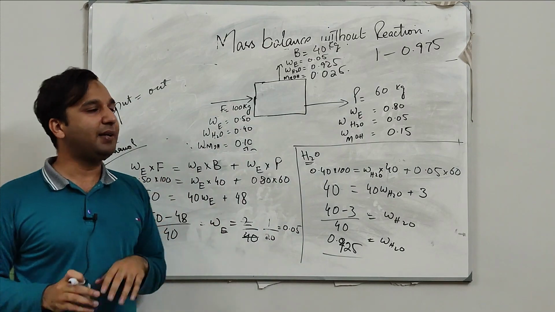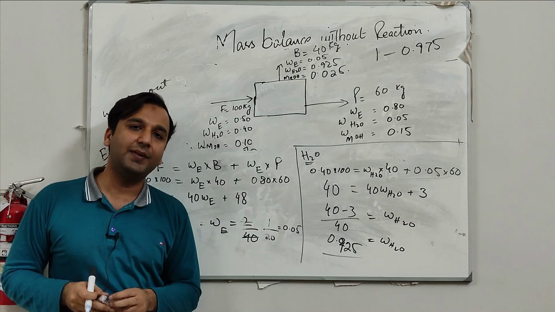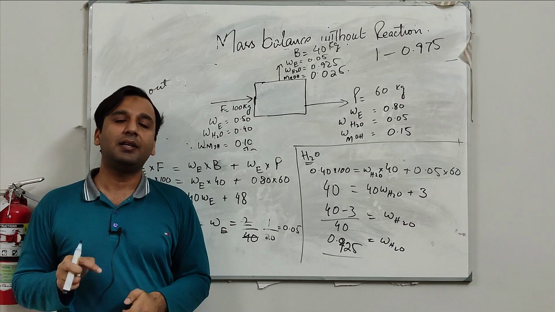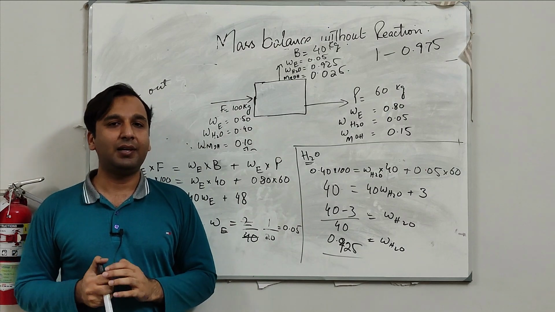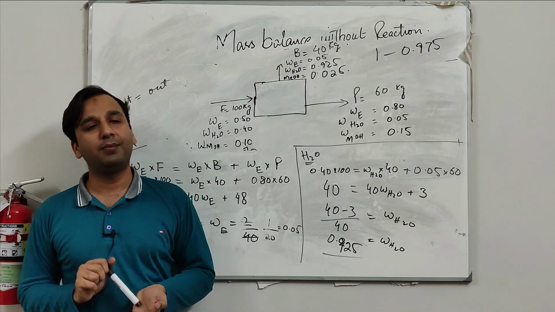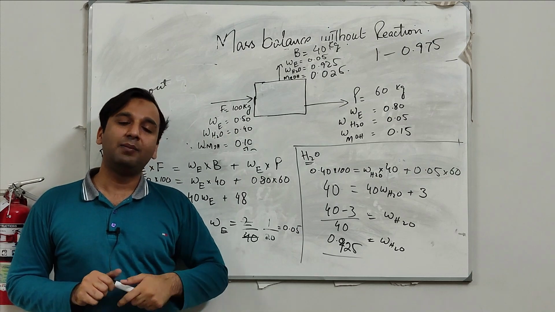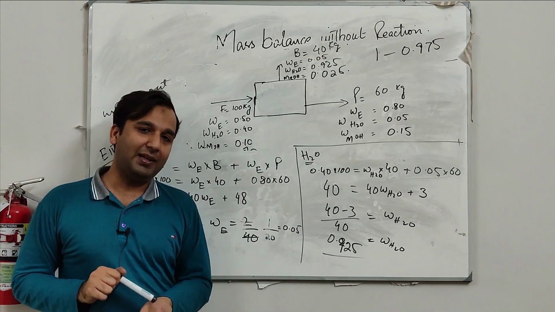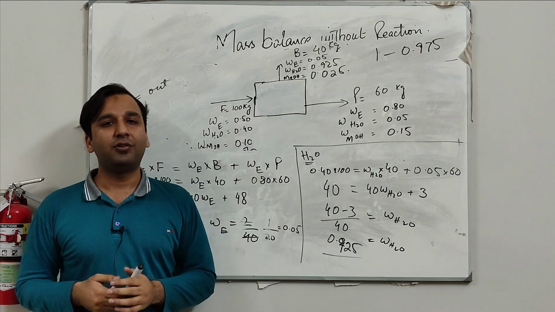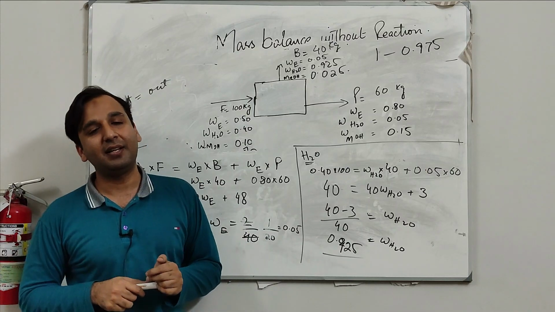So in this way we have solved another problem that had 3 independent equations. In this video we have solved 3 problems with mass balance without chemical reaction. In the next video we will solve another 2 to 3 problems involving mass balance without chemical reaction, and in the coming videos we will solve mass balance with reactions and other genres of questions that include mass balance.